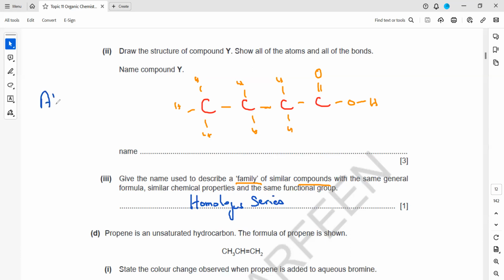For example, alkane is one homologous series. All the alkanes, like methane, propane, butane, pentane, these all refer to the alkane series, which is one homologous series. Alkene is another homologous series. Alcohol is another homologous series. Carboxylic acid is another homologous series.